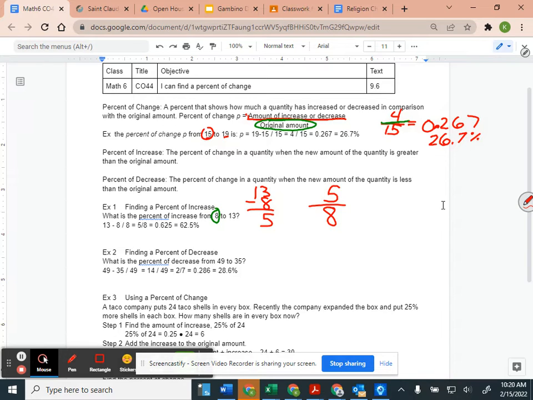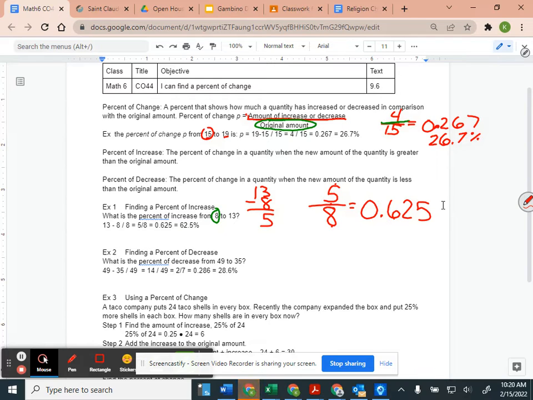What's the fraction bar mean? What operation are we doing? Division. 5 divided by 8. What is 5 divided by 8? 0.625. Can I turn a decimal into a percent?